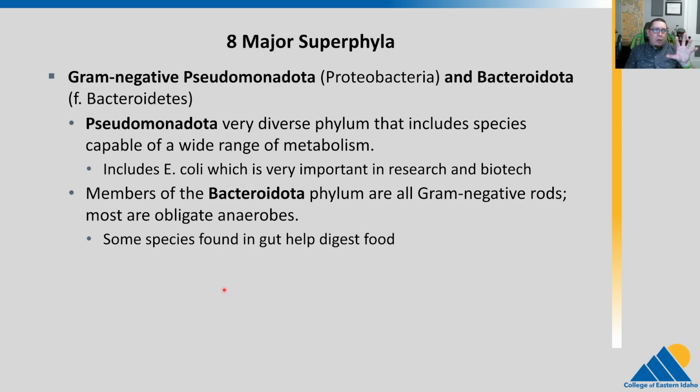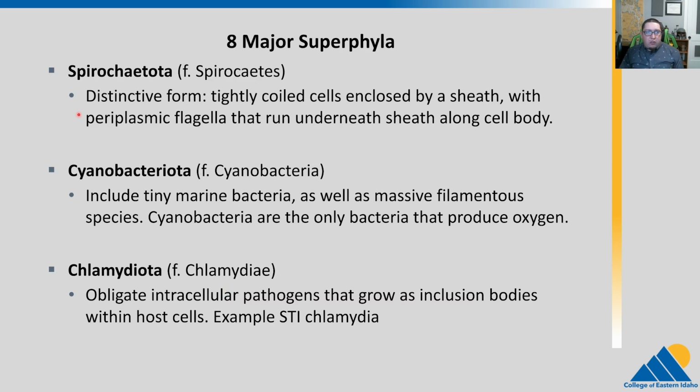We got 3 more. Okay, the Spirochetota here, used to be called the spirochetes. They have a very distinctive form to them. They have this tightly coiled cell in a kind of a corkscrew shape. It's enclosed by this sheath structure with a flagella that kind of runs along the inside of that, and they move in a corkscrew manner, do some interesting things, interesting diseases in there.